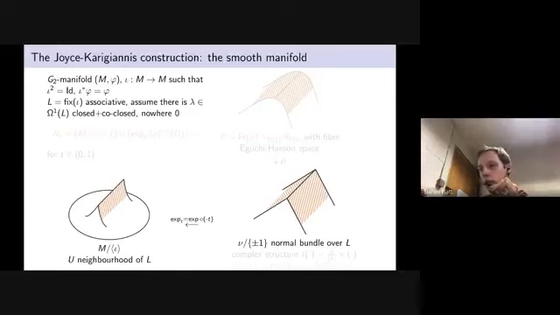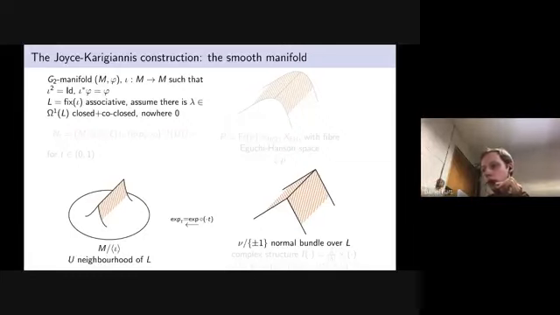And I can also, if I want, throw in a scaling. So for some number t, I have the map times t. That's the map on the normal bundle, which just scales in the fiber direction. And that then gives me the map xt.